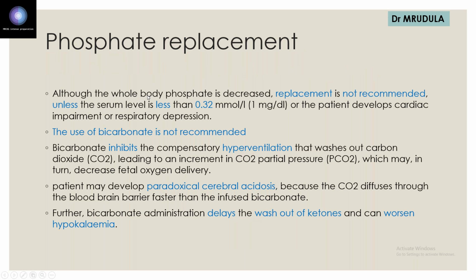Now, usually what happens in DKA is whole body phosphate is decreased, but replacement is not recommended unless it falls below 0.32 millimole per liter, or if the patient develops cardiac impairment or respiratory depression, because it gets normalized when you normalize the sugar levels and potassium. So phosphate replacement is not recommended unless it falls below the critical level of 0.32. Also, bicarbonate replacement is not recommended.